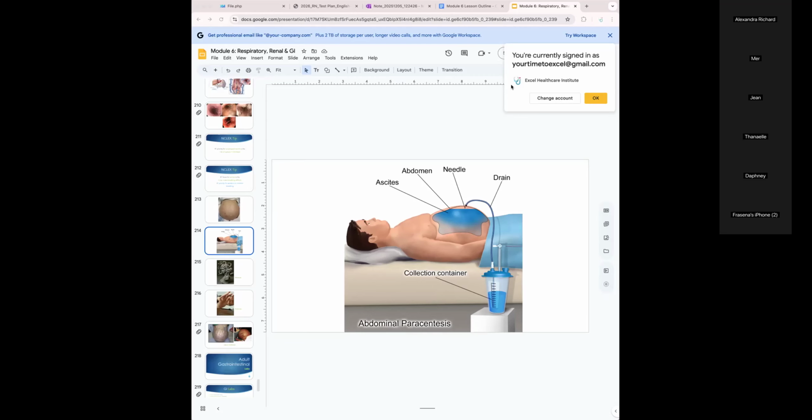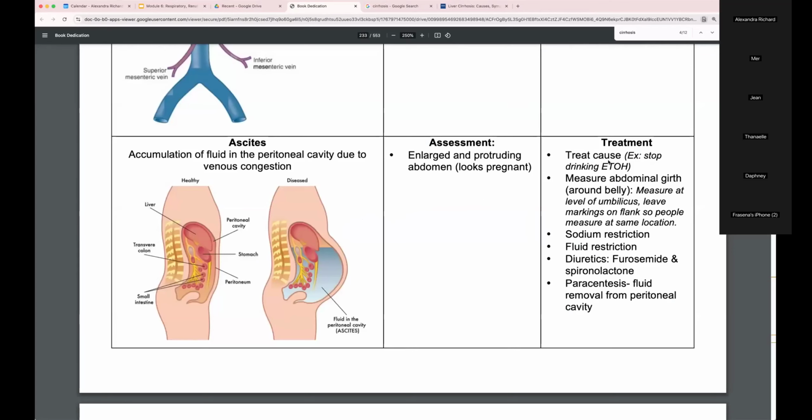Also, let me just go back to the study guide. For ascites, we would want to measure abdominal girth, usually daily. We wrap the measuring tape around the level of the umbilicus, and we could put markings on the side of where the tape measure is going to be placed, so that we're always measuring at the same location. We do this daily to see if it's getting better or worse. Sodium restriction, fluid restriction is ordered, diuretics, and paracentesis.